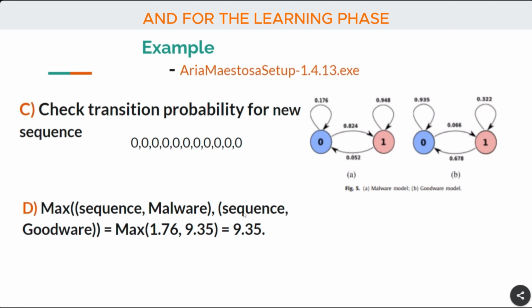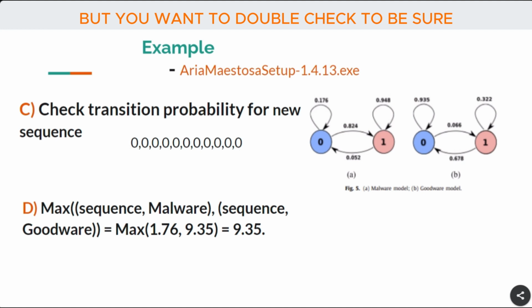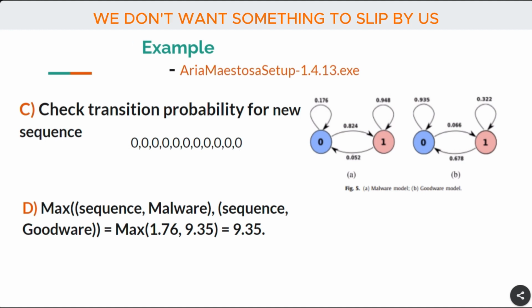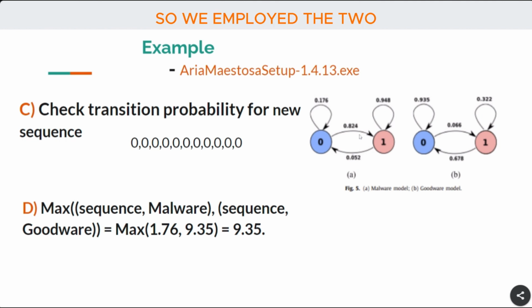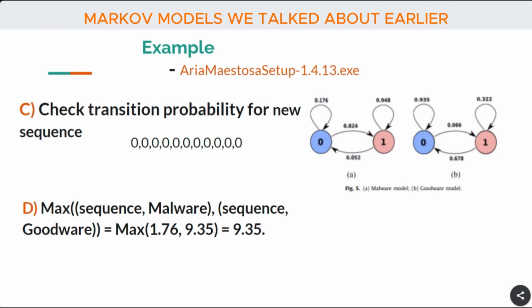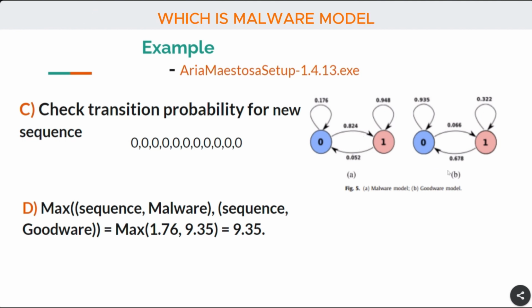After the learning phase comes the testing phase. Now we have these results, which look good, but you want to double check to be sure. This is malware we're talking about. We don't want something to slip by us. Accuracy matters a lot. So we employ the two Markov models we spoke about earlier, which are the malware model and the goodware model.